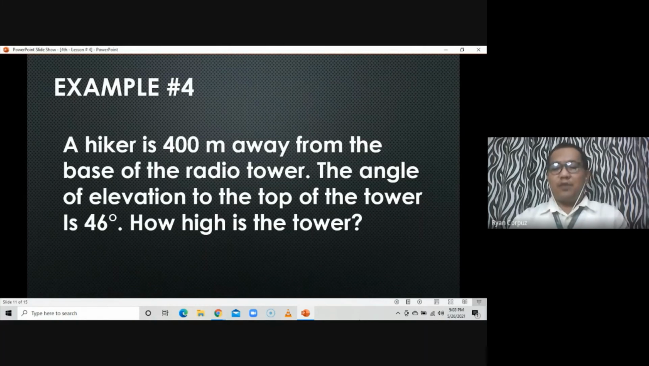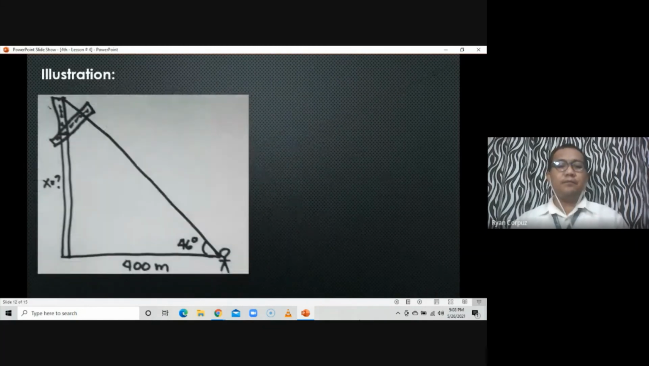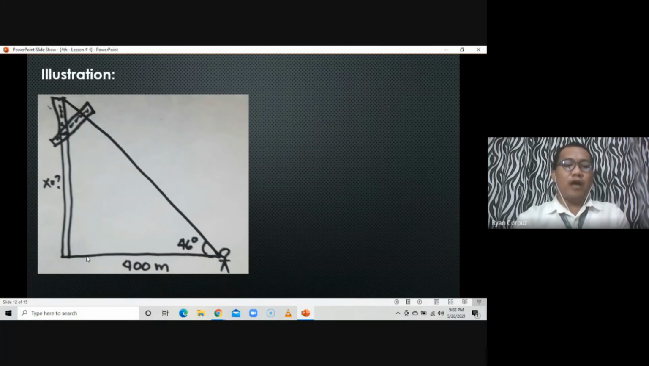So, of course, para ma-visualize natin yun, let's also draw an illustration showing what is happening in the problem. So, kung gagawa tayo ng illustration with that given example on number 4, ganito yung mapo-form natin. Pagpasensyahan nyo na. So, ito for example, yung hiker. Yung hiker daw is 400 meters away from the base of the radio tower. Ganun siya kalayo sa radio tower.